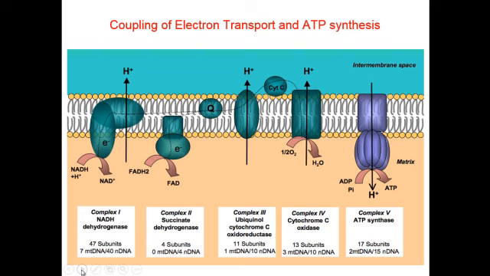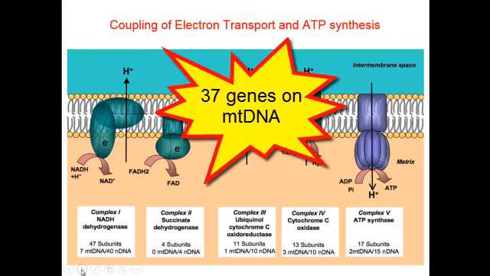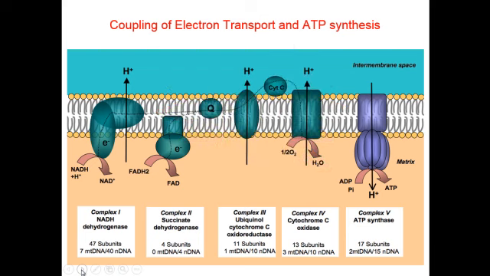The other thing that you can see on this slide is where the genes for the various electron transport proteins are located. And if you recall, mitochondria have a small piece of DNA known as mitochondrial DNA. The mitochondrial DNA has 37 genes in total, and what we can see is that many of the genes required for the proteins of electron transport and for ATP synthesis are located on the mitochondrial DNA.